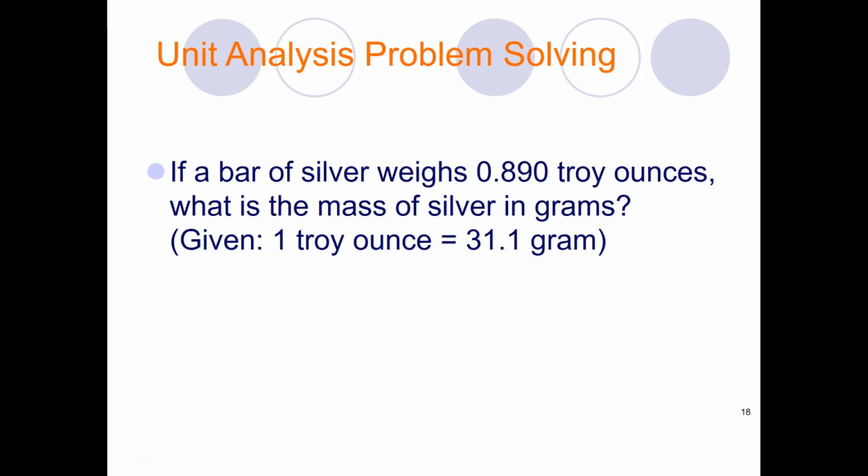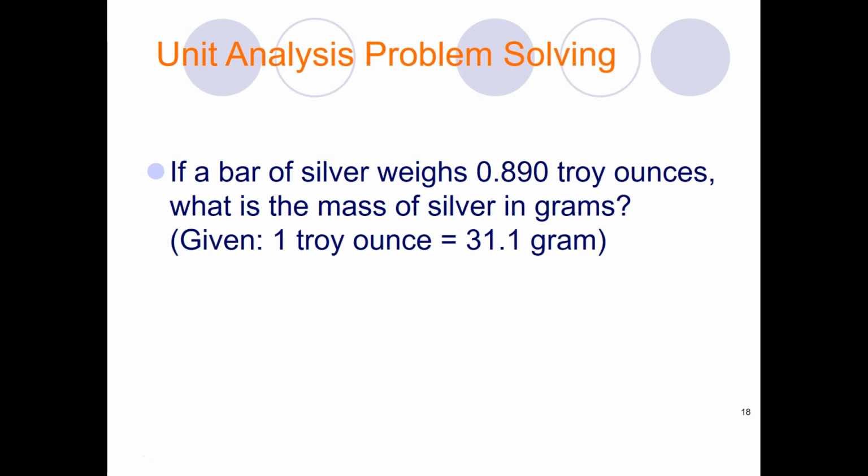In this one, if a bar of silver weighs 0.890 troy ounces, what is the mass of silver in grams? You don't have to know what a troy ounce is in order to do these problems. So don't ever freak out if you see a unit and you've never heard of it before. Just follow our 3 steps. Notice that below the question in parentheses it says given, 1 troy ounce equals 31.1 grams. That's me telling you the unit factor between troy ounces and grams. I will give you all of them other than kilo, deci, centi, and milli, and that's not applicable in this problem.